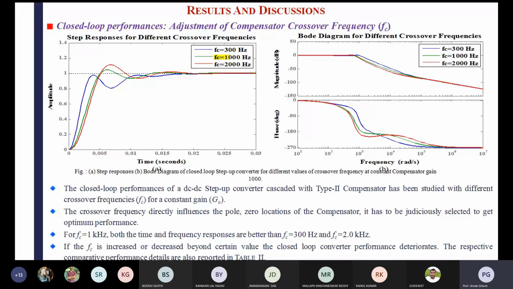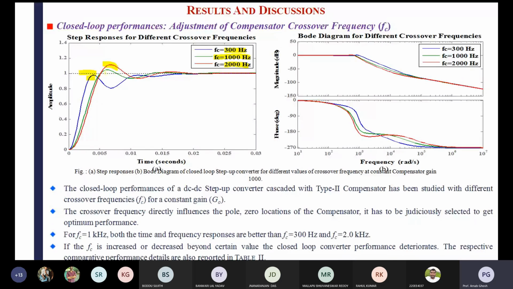Okay, in 2000 hertz you can see the overshoot is high. That red line, that overshoot is high. Then if you reduce that value from 2000 hertz to 300 hertz, you can see it is not reaching the steady state point. And 1000 gives you the better one. It is having minimal overshoot. How much overshoot is there, that is given. So the changing of the crossover frequency has a direct effect on your transient response.